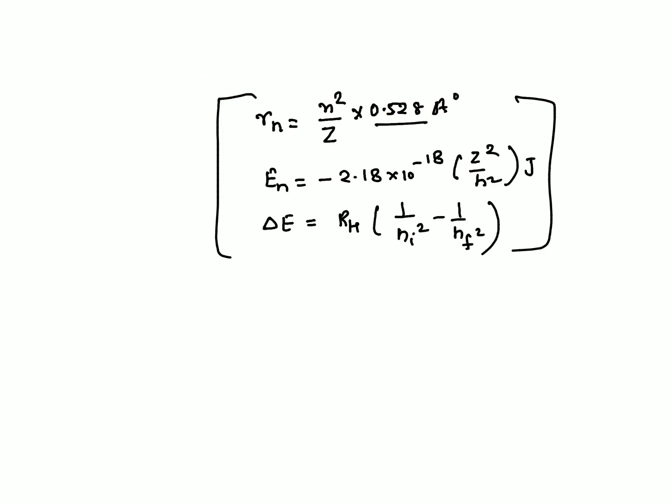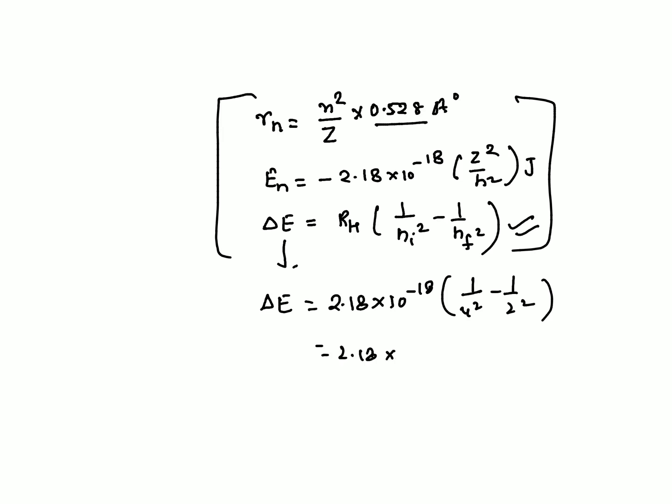So we take the third formula, that delta E is equal to RH (1 by n1 square minus 1 by nf square). So delta E is equal to RH, the Rydberg constant, and its value is 2.18 into 10 to the power minus 18, times (1 by 4 square minus 1 by 2 square). Okay, so when we calculate it, 2.18 into 10 to the power minus 18, and this will be 1 by 16 minus 1 by 4.